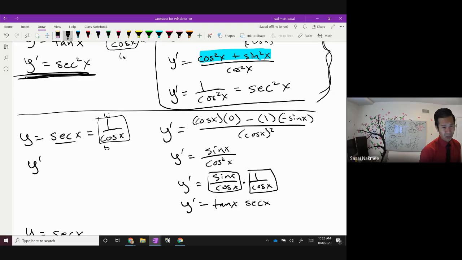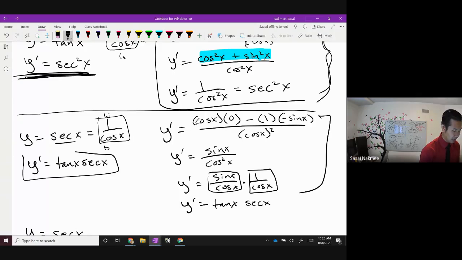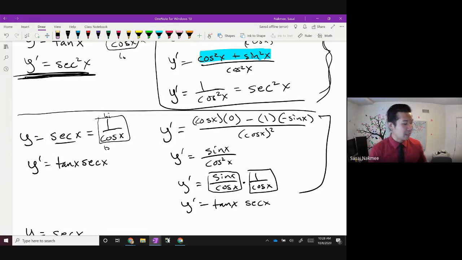Again, if you don't want to go through that process of building this derivative using the quotient rule, you can just memorize it. The derivative of secant x is tangent x secant x. Right? Derivative of secant x is tangent x secant x. And that's just another one that you could just memorize as well.